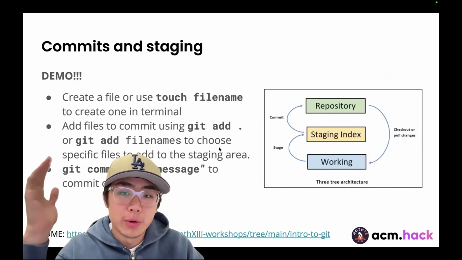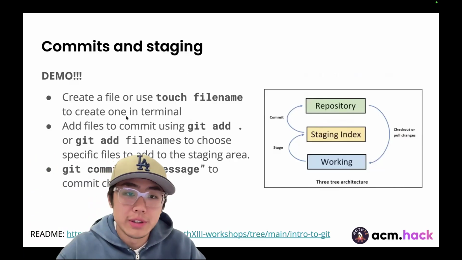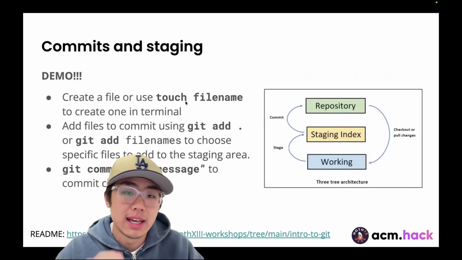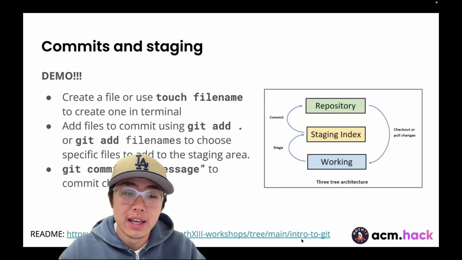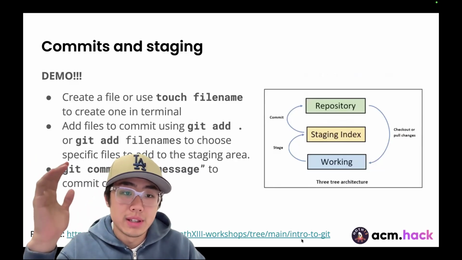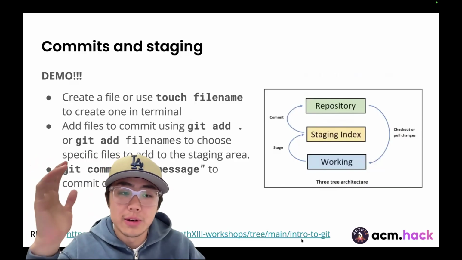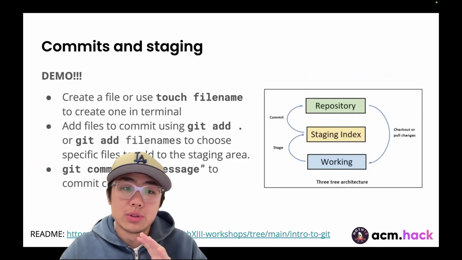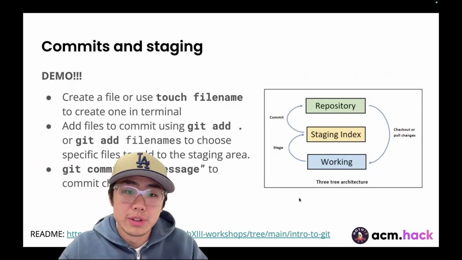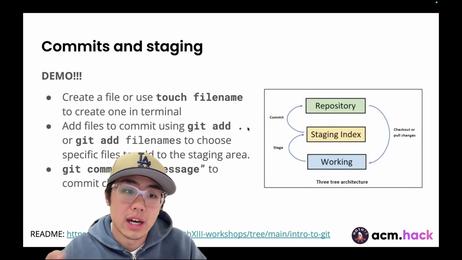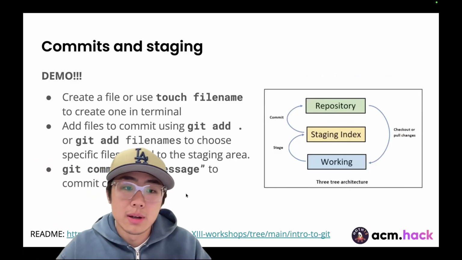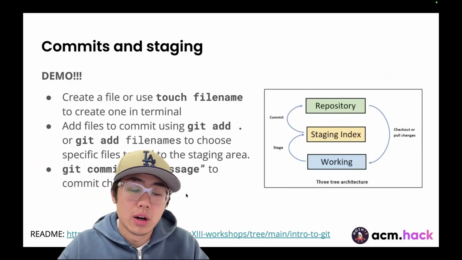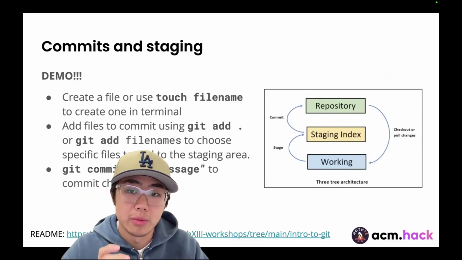So let's create a folder, or you can use this command, touch and then the file name, to create one in terminal if you want to impress your friends. And then let's make some changes to this file, and then let's add this file to the staging area using this command, git add dot, or git add and then you choose the file name you want to add. And then finally, let's commit it into our refrigerator, aka repository.